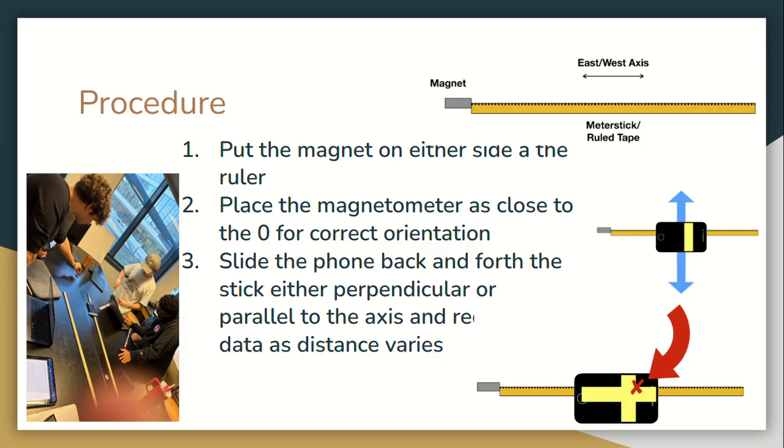Step 1, you'll see in the picture up here, we have an east and west axis orientation. The phone with the red X on it is orienting the magnetometer as close to zero as possible. And then the picture in the middle with the blue arrows indicates us sliding up and down perpendicularly, whereas if we oriented the phone 90 degrees clockwise, it would have been the parallel direction.